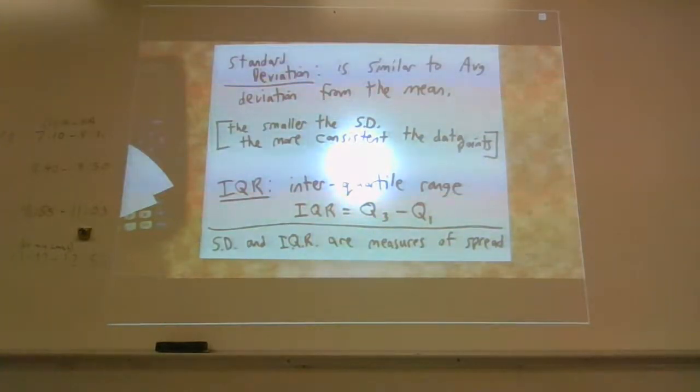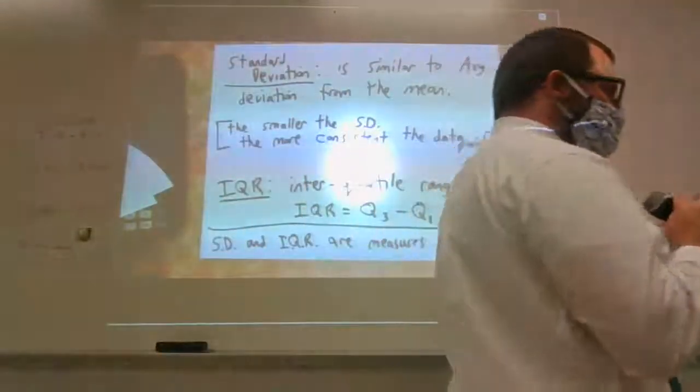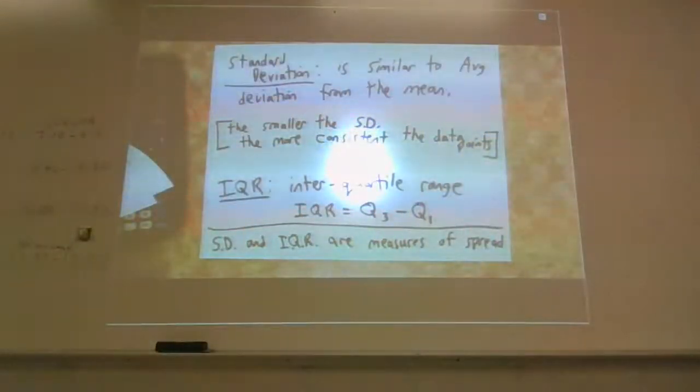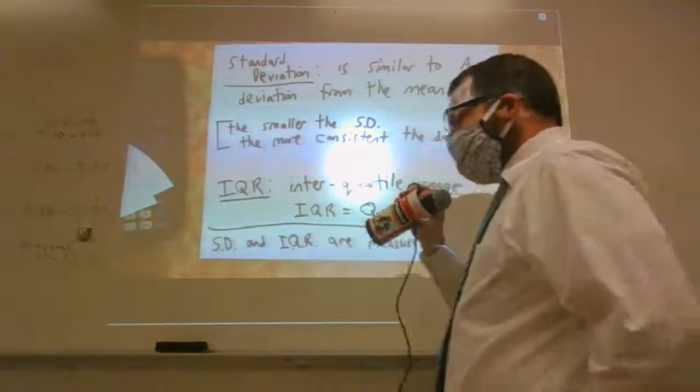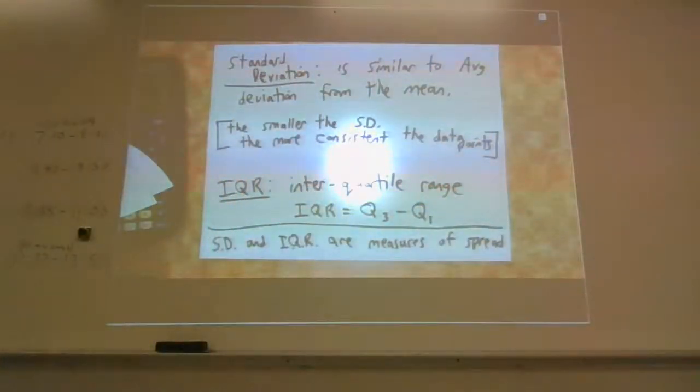I talked about the smaller the SD, the more consistent the data points. The smaller the standard deviation, the less spread, the less variability that you will have. The larger the standard deviation, the more chaotic things are, the more varied your data is, the more spread out your data looks.